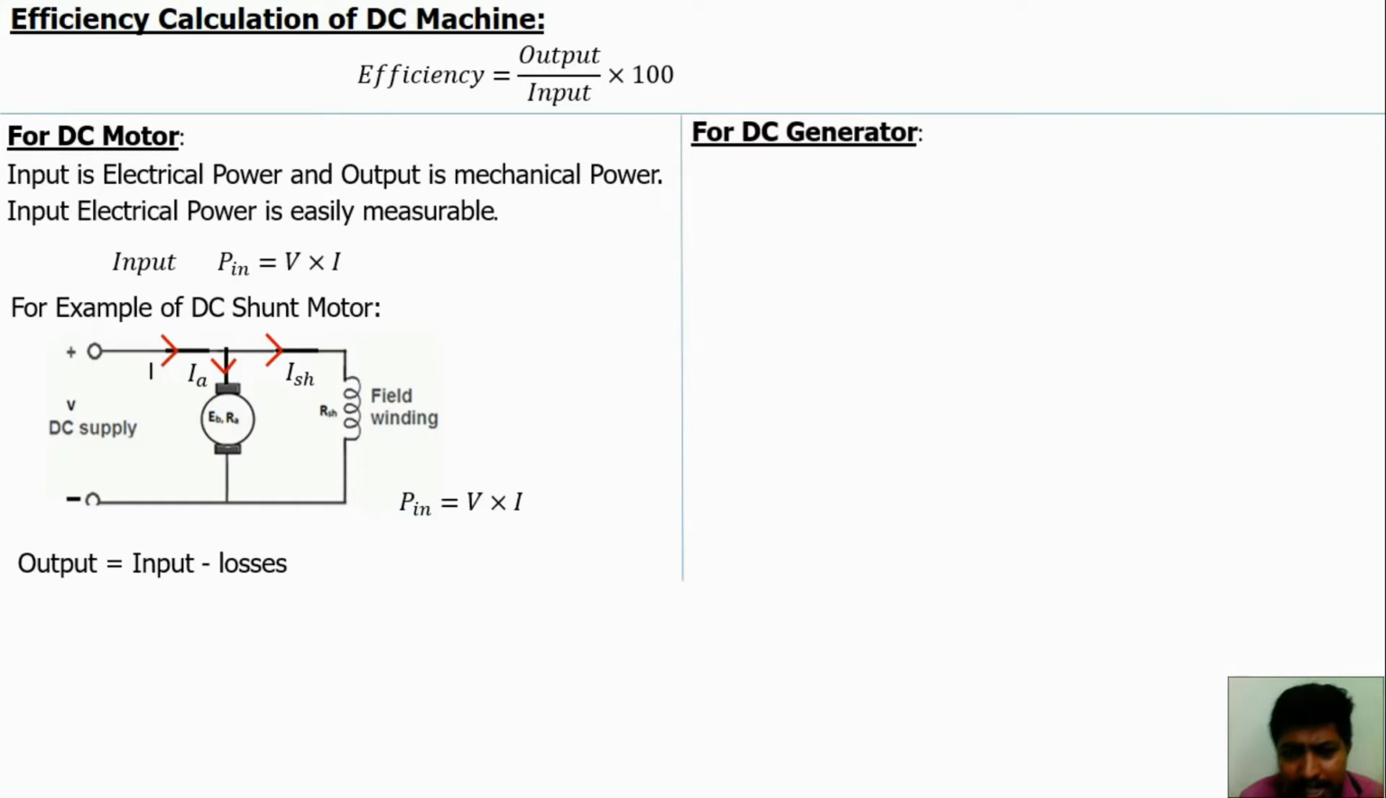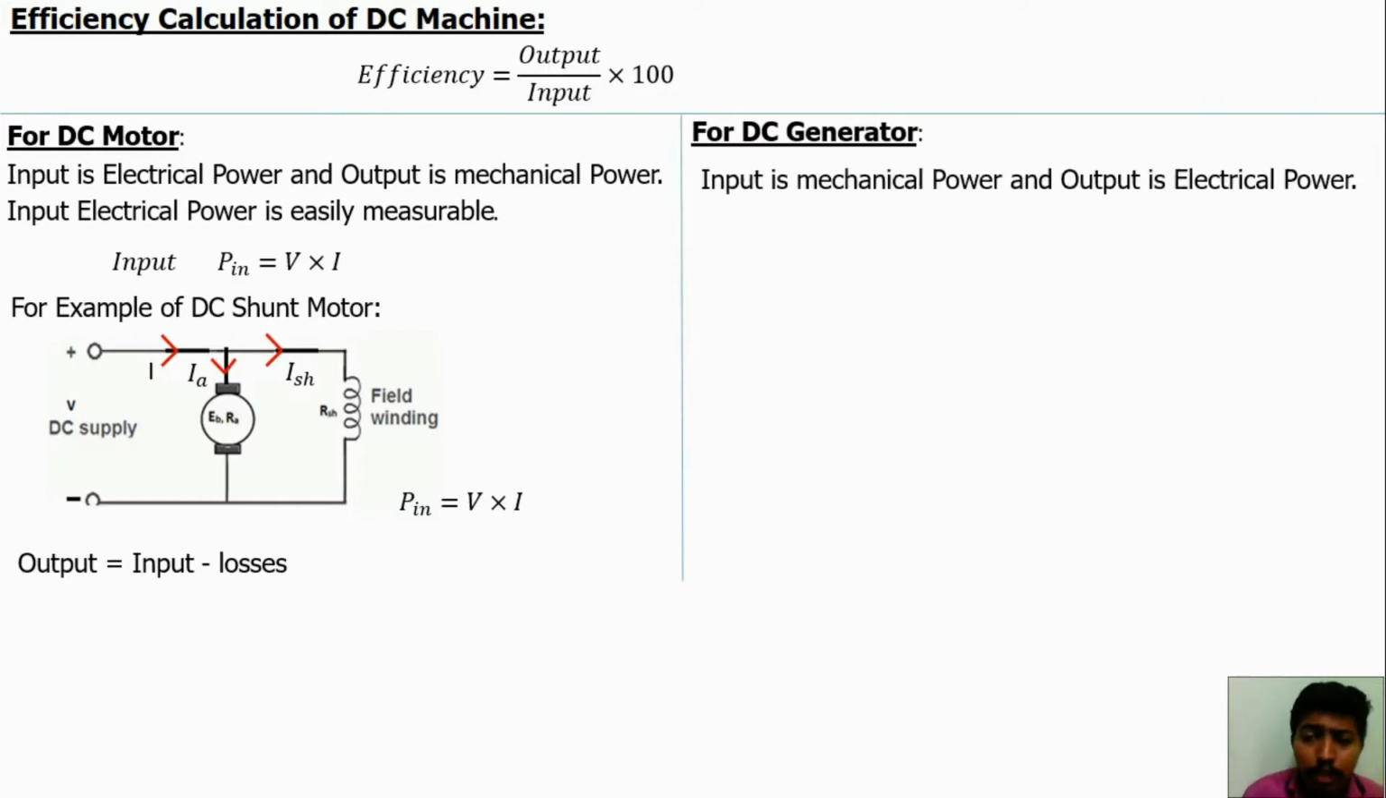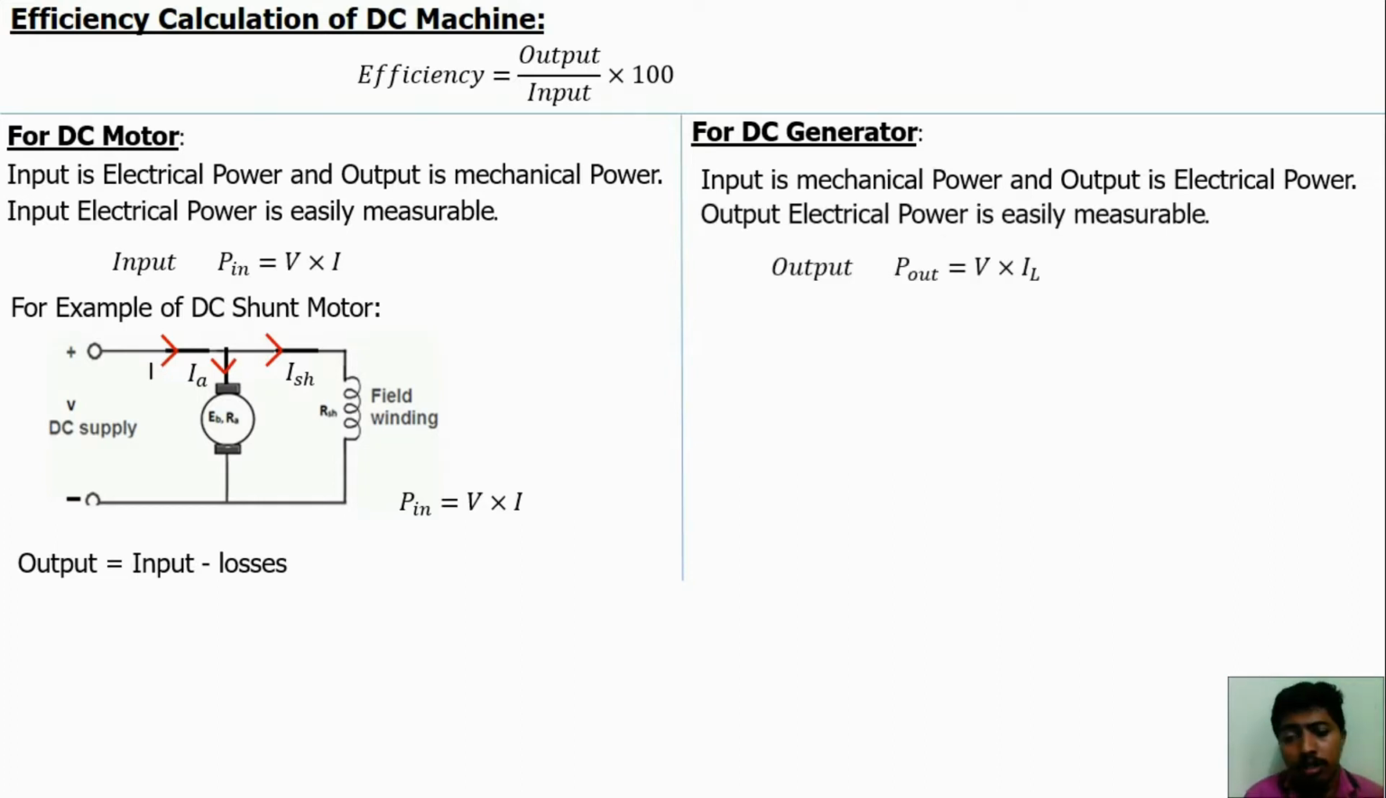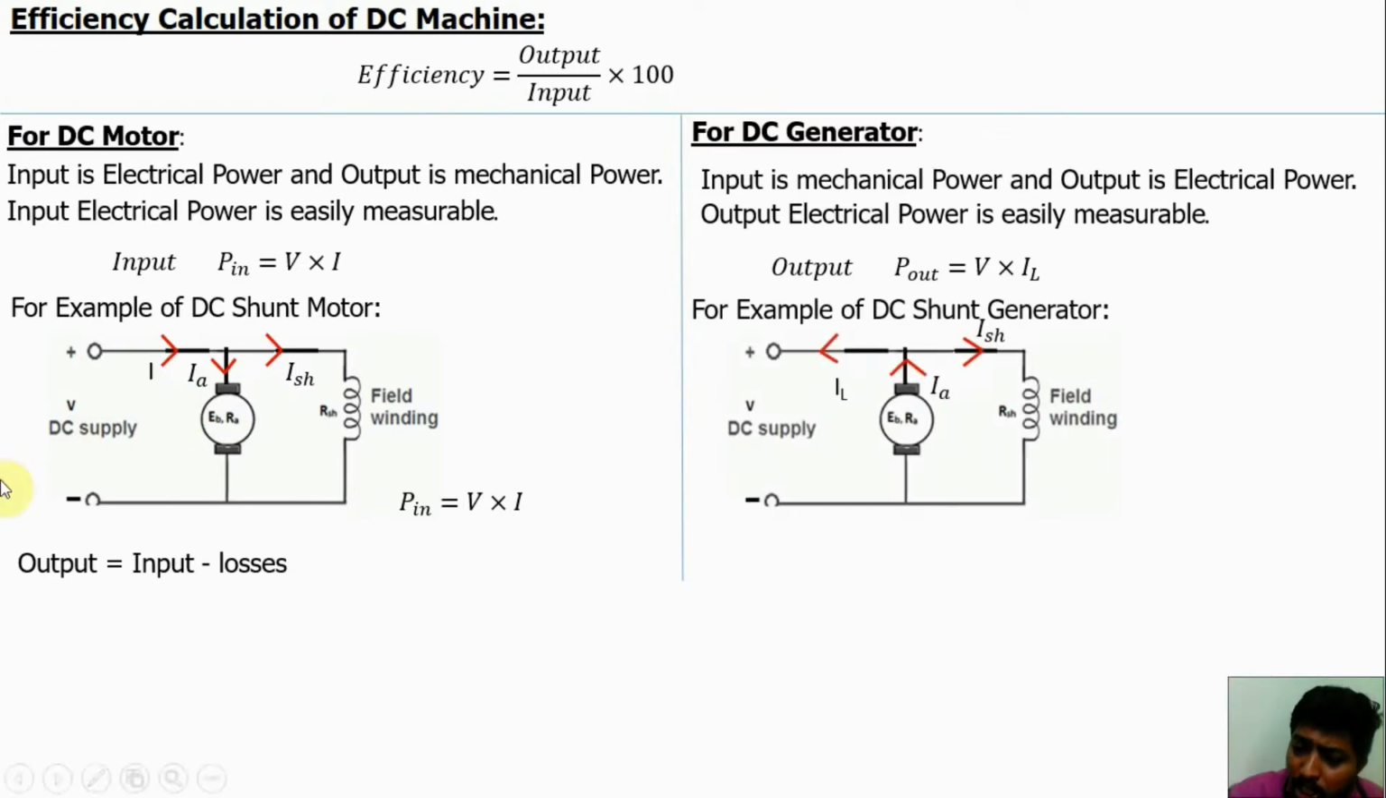For a DC generator, we know that the output is electrical power and the input is mechanical power. So we can easily measure the output value. P_out is equal to the load voltage, the output voltage, into the load current I_L. For example, in a DC generator, here E_g is induced in the armature. Here V is the load voltage, the output voltage, and I_L is the load current. So P_out is equal to load voltage into load current.